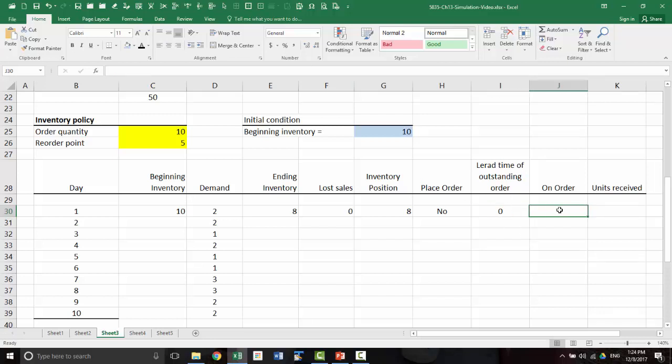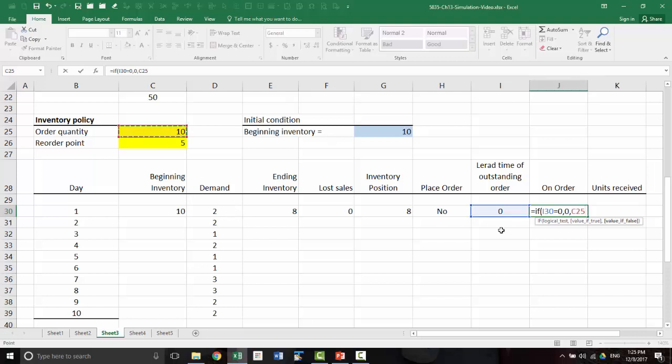Then on order will be, if I30 is 0, that means there is no order. Because it's 0, lead time is 0, so on order will be 0. Otherwise, on order will be the order quantity.